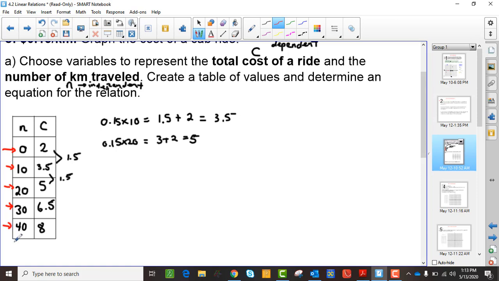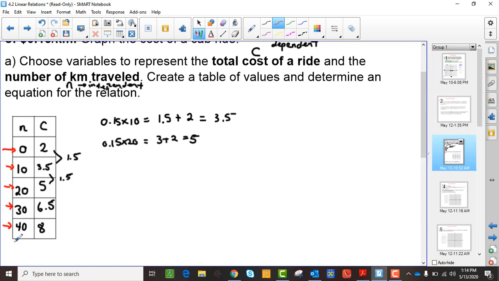We're saying the independent variable, you get to choose what you go in the cab. Your choice is how far you want to go. But once you've made that choice, the cost is dependent on that choice. So the cost is determined based on the value of the independent variable. So if I went 50 kilometers, then it would be another $1.50, so $9.50. I don't get to decide what the cost is. I just get to decide how long I stay in the cab.